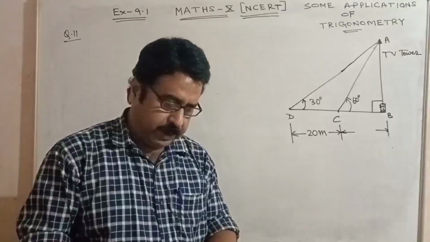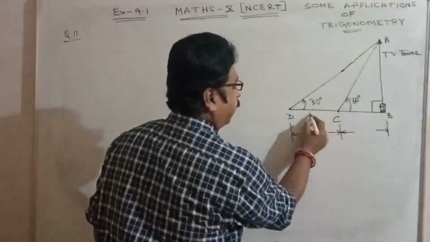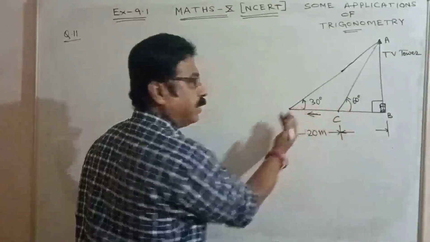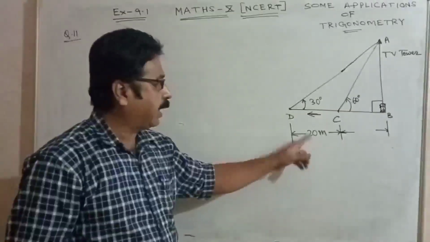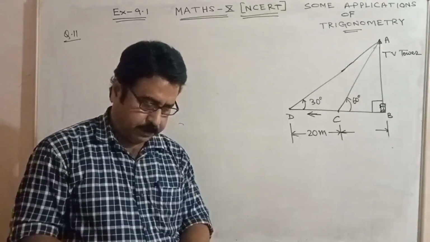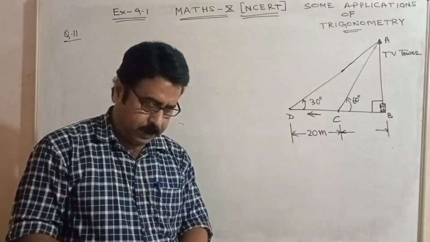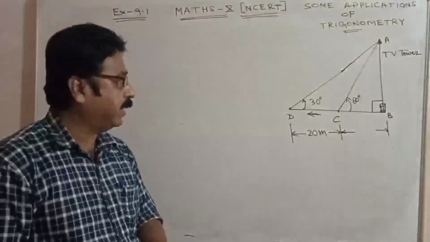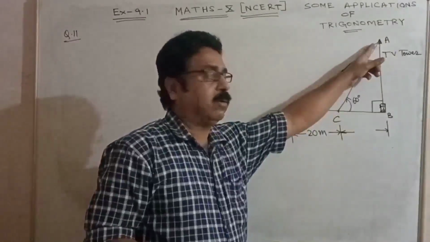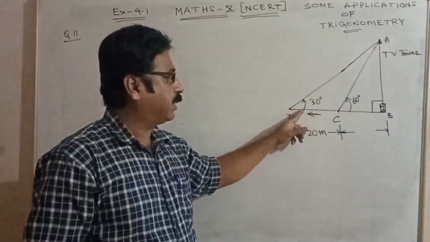From another point 20 meter away from this point. 20 meter away means towards this side, C towards left. The point is D. The angle of elevation of the top of the tower is 30 degree. That means from the point D, the angle of elevation of the top of the tower, that means point A, is 30 degree.